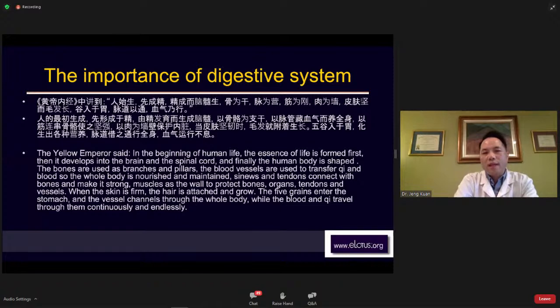So when the skin is firm, the hair is attached and grows, the 5 grains enter the stomach and the vessel channels through the whole body, where the blood and qi travel through them continuously and endlessly. So here's talking about the importance of the digestive system. So once the body is developed to have the life going, the 5 grains will enter the stomach and the qi and blood will be able to flow through and nourish the body to keep the life going.